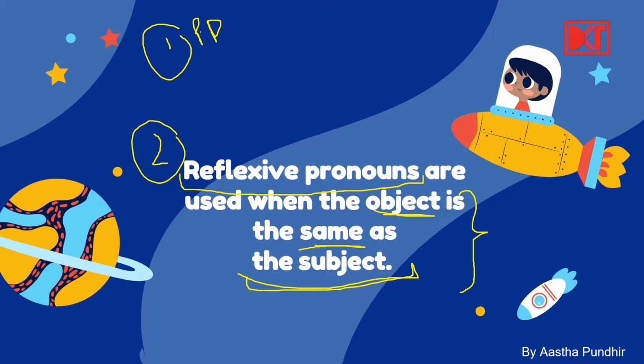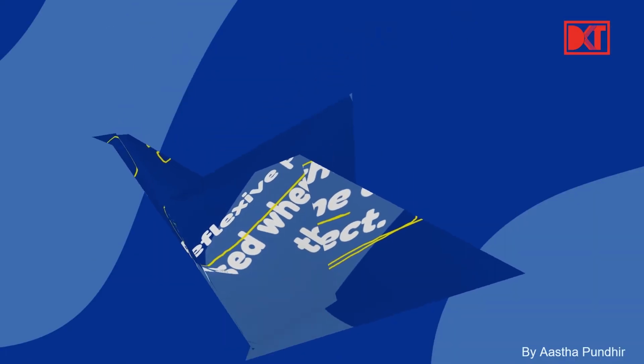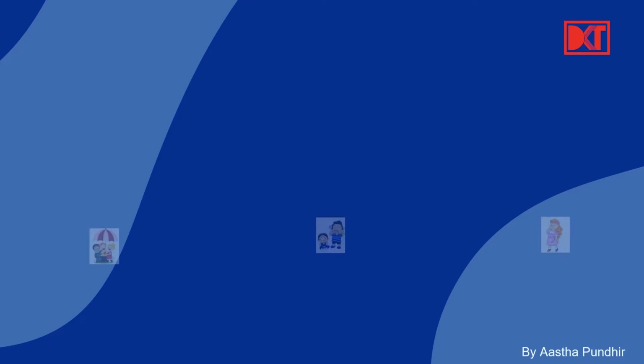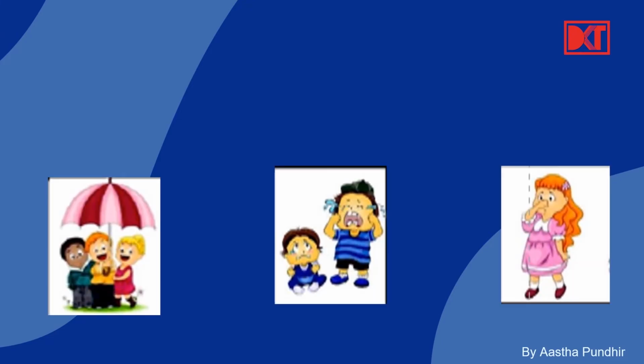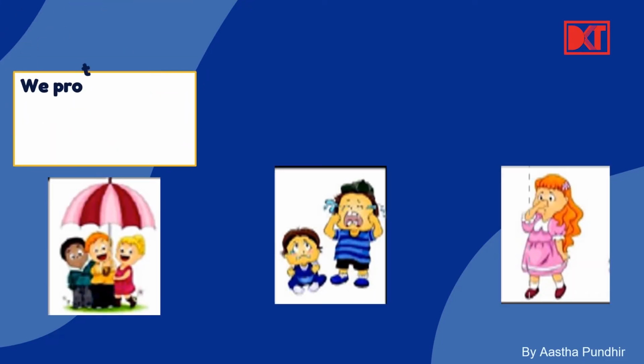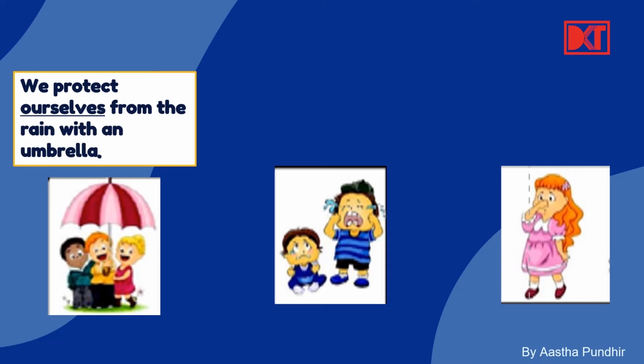ये आपको सुनने में थोड़ा सा टेक्निकल लग रहा होगा, थोड़ा सा कंफ्यूजिंग लग रहा होगा, but now we will take a few examples, और examples जब लेंगे तो आपको इसका मीनिंग अच्छे से समझ आ जाएगा. So let's see. And we have these pictures. You see, this one says, we protect ourselves from the rain with an umbrella.